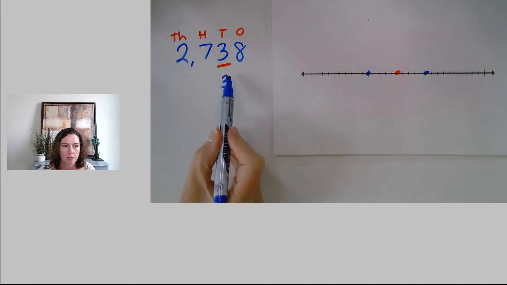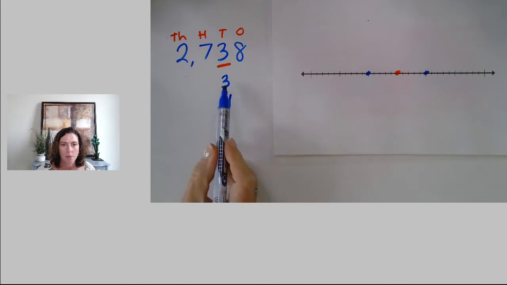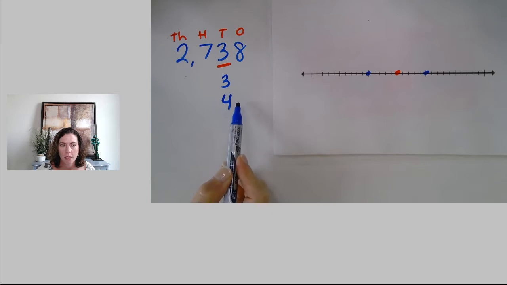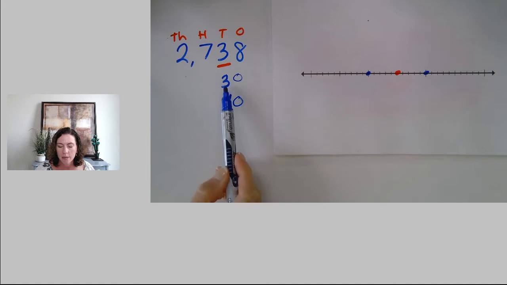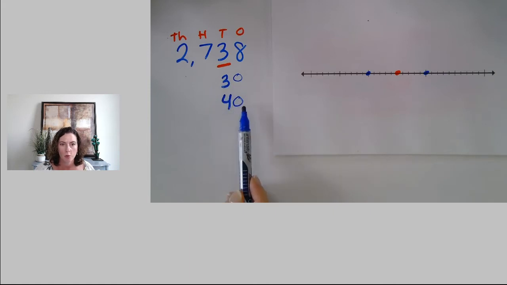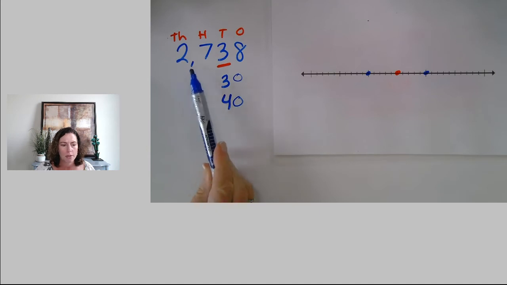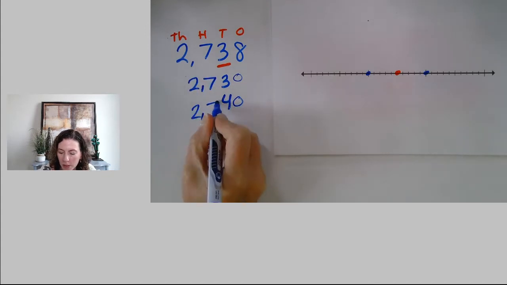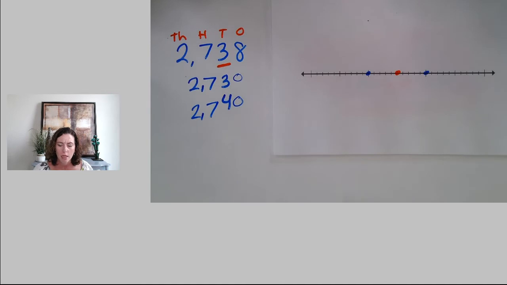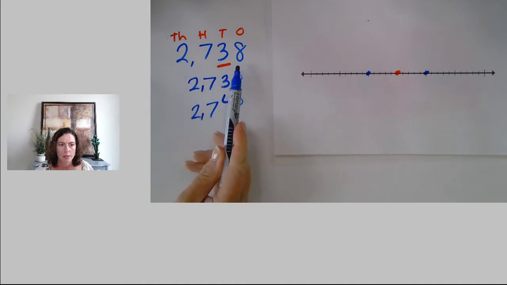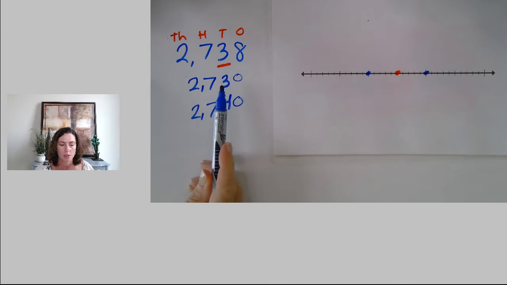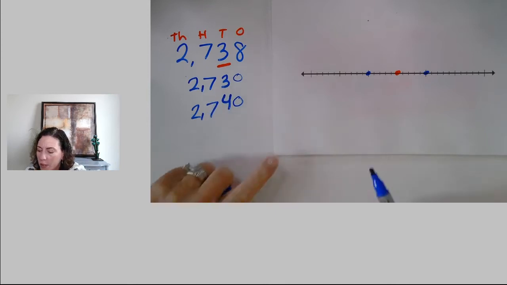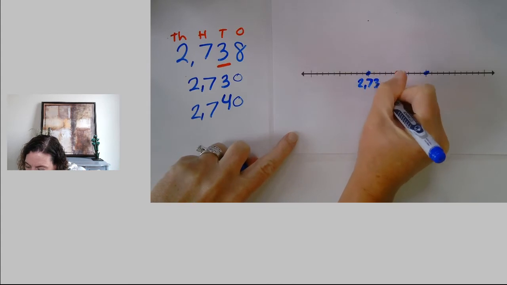Okay, so now we're going to figure out what numbers to start with. We talked about after we change or keep our place value that we're rounding to, all of these numbers become a 0 behind there, right? So that means the tens are 30 and the next 10 is 40, right? But we're talking about 2,738. So we're going to keep these numbers in the front so that now we have 2,730 and 2,740. Does that make sense? Because 2,738 is in between 2,730 and 2,740. So I'm going to go ahead and write those on my number line.